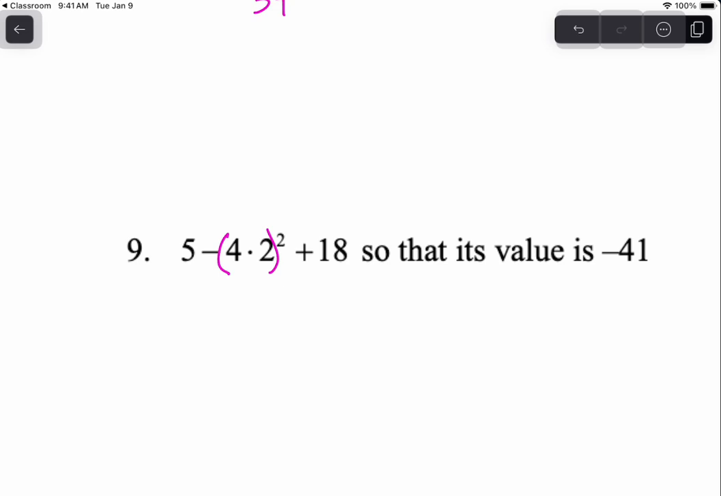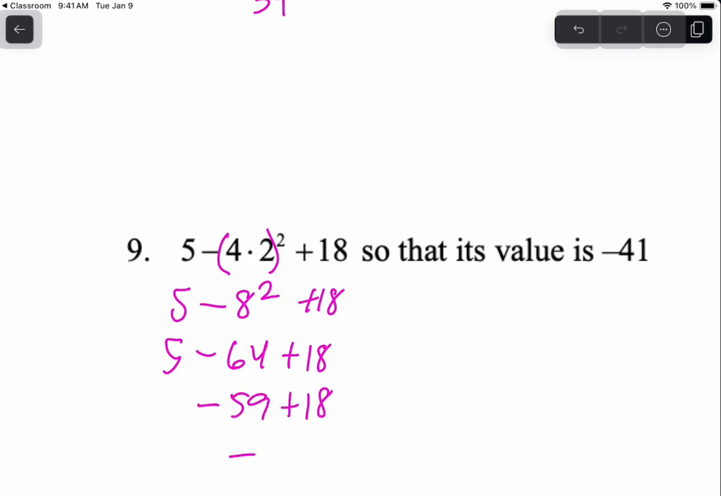So watch what happens. Follow the order of operations. We get an 8 first, then we have to square it. And then if you do your addition and subtraction from left to right, you get what you need. You get negative 59 plus 18, which is negative 41.